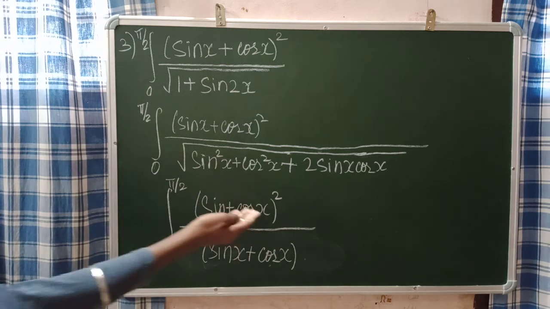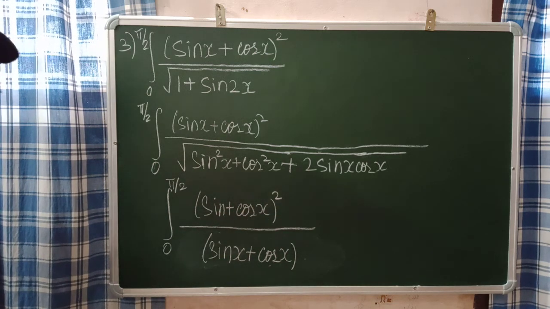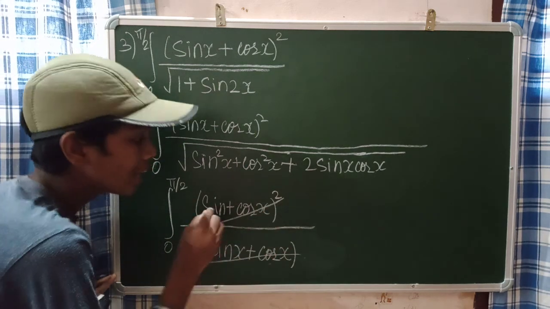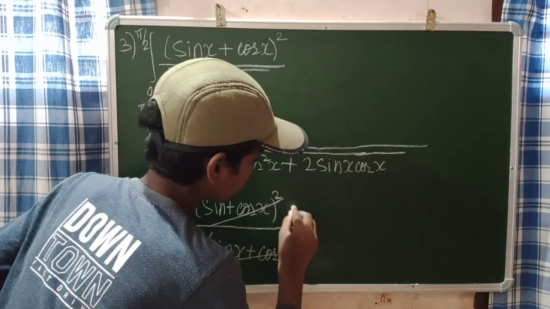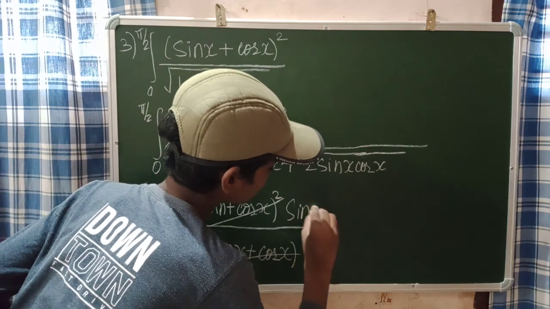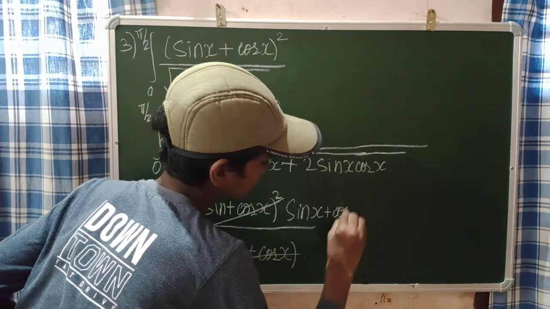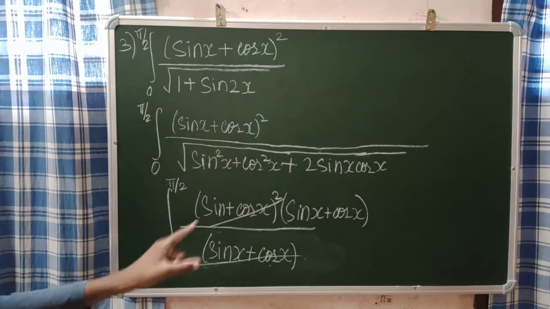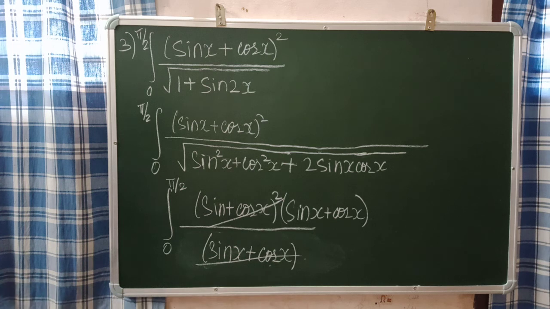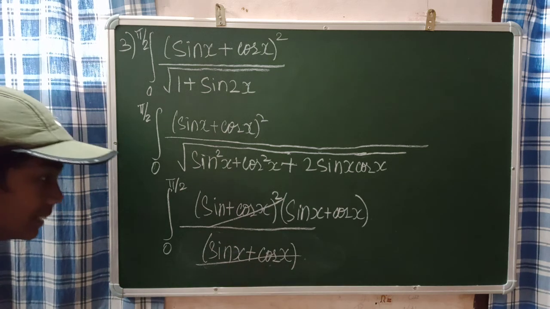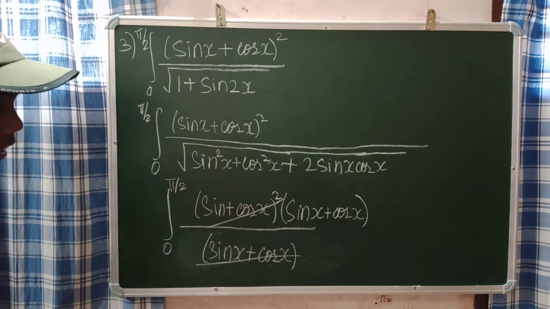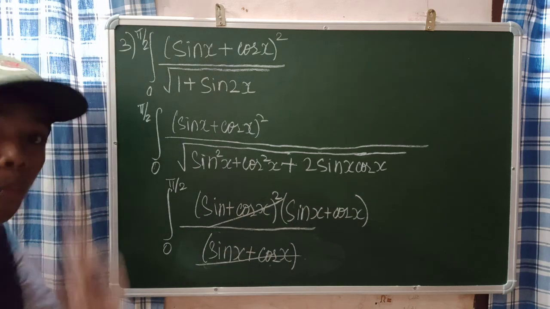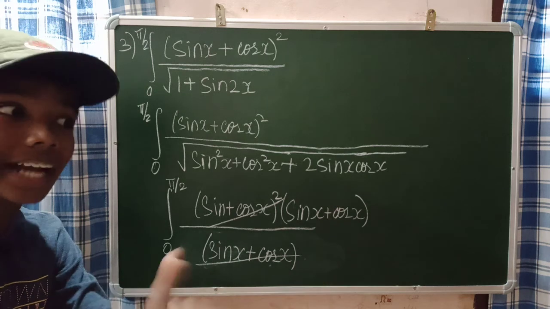Now sin x plus cos x whole square divided by sin x plus cos x, the denominator will get cancelled with one factor of sin x plus cos x in the numerator, and you will be left with 1 sin x plus cos x. I hope you guys understand what I am trying to say.